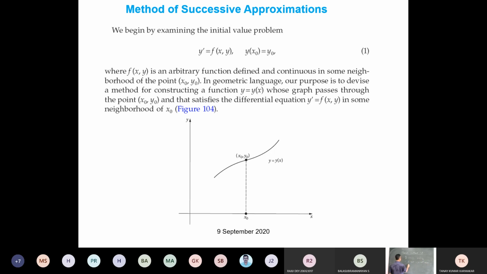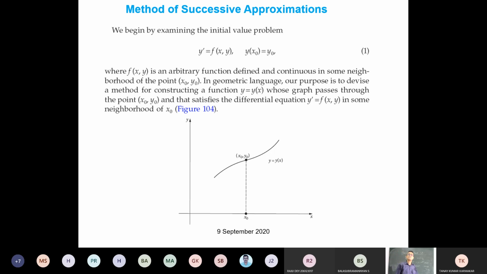Okay, and number 2, if both are continuous, the solution that exists is unique. That means you will get one and only one curve passing through the point x0, y0 in the neighborhood of x0. That's it. Okay, so now we have to prove it.